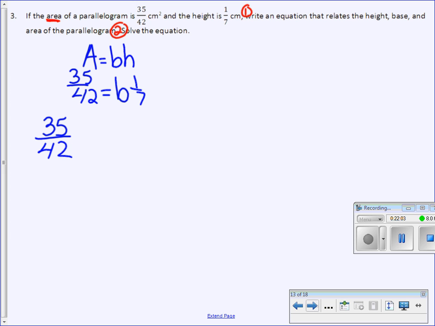So 35 over 42 divided by 1/7 equals B and 1/7 divided by 1/7. So now on my right side of my equal sign, my 1/7 and divided by 1/7, those cancel each other out. So I'm left with just my B. Yay! I just wanted to find out what B is. So now on the left side of the equal sign, I have to divide those fractions. Oh, if only we learned back in Module 2 how to divide fractions.